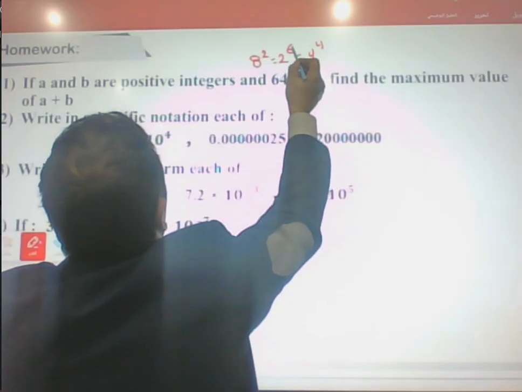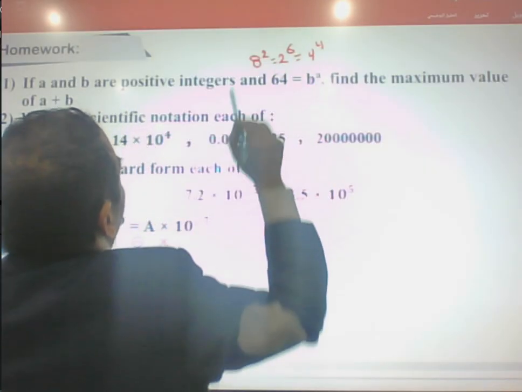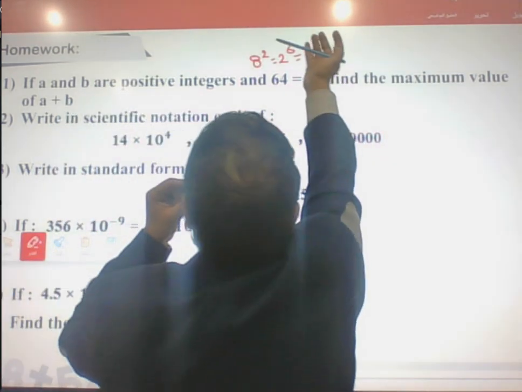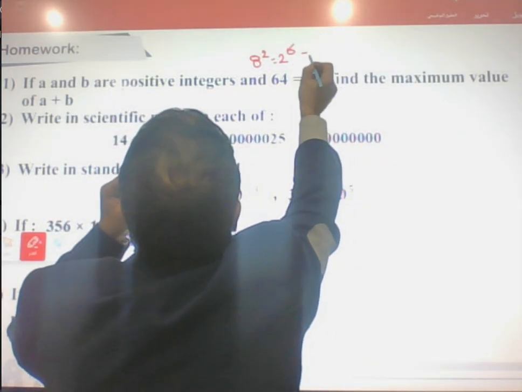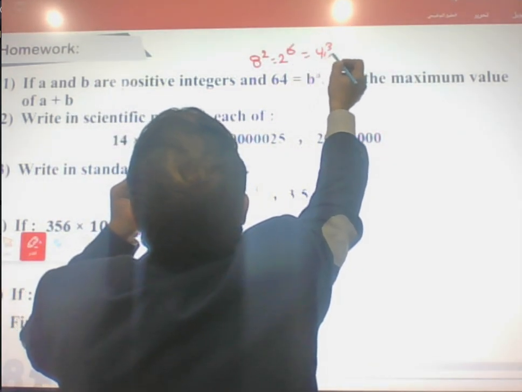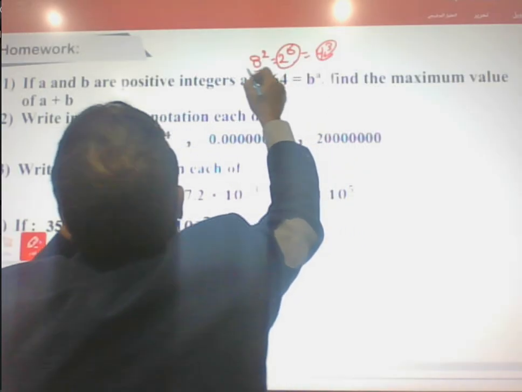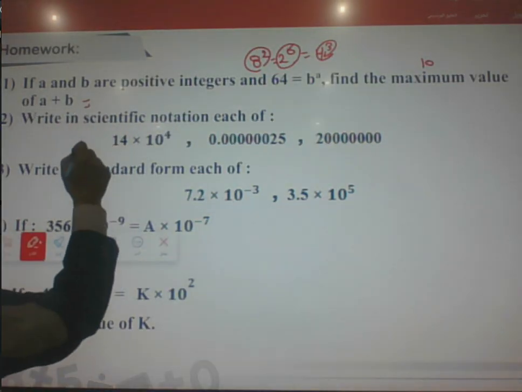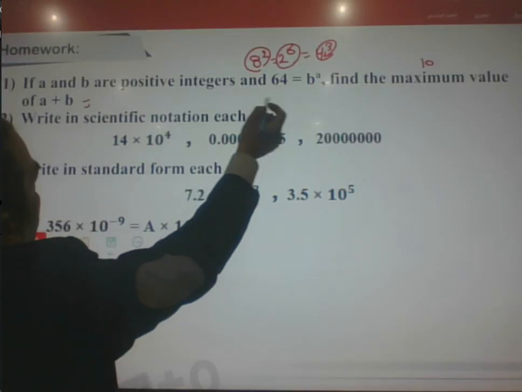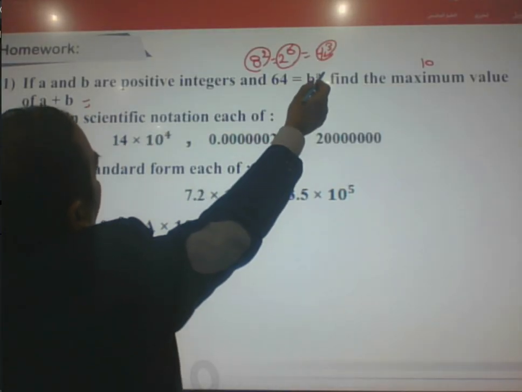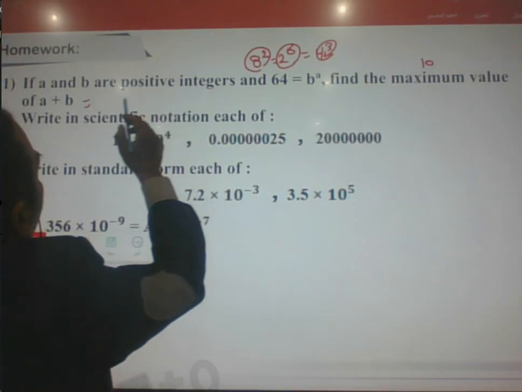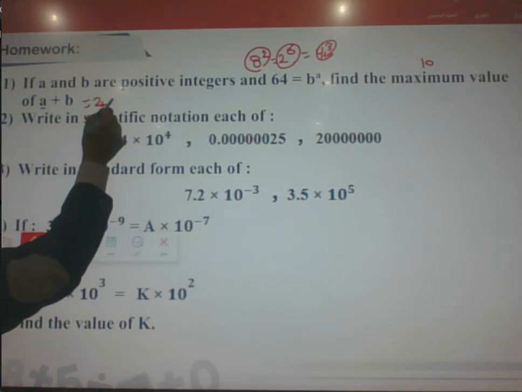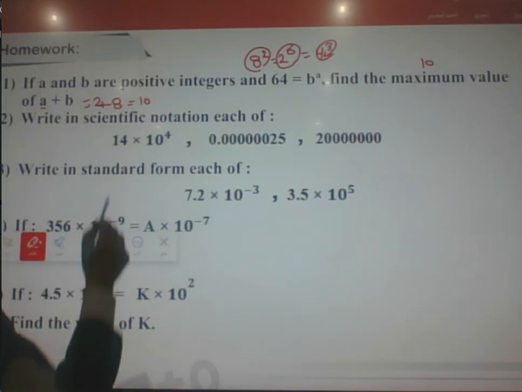4 plus 3 equals 7, 2 plus 6 equals 8, 8 plus 2 is 10. Okay? 4 power 3, yes, 2 power 6, 4 power 3. The summation: 4 plus 3 equals 7, 2 plus 6 equals 8, 8 plus 2 is 10. The maximum value will be 10. Right here, a plus b, b here the base and the power a. Then we have 8 plus 2, okay, 2 here the value of a, and 8 the value of b, the value will be 10.